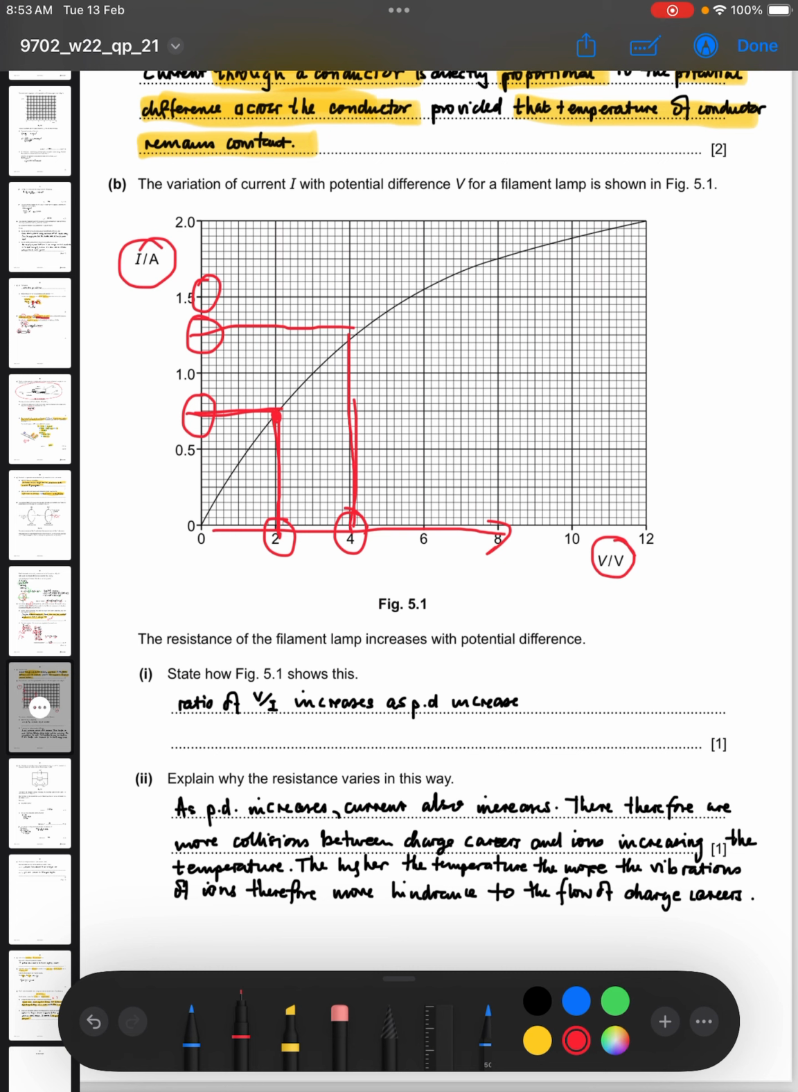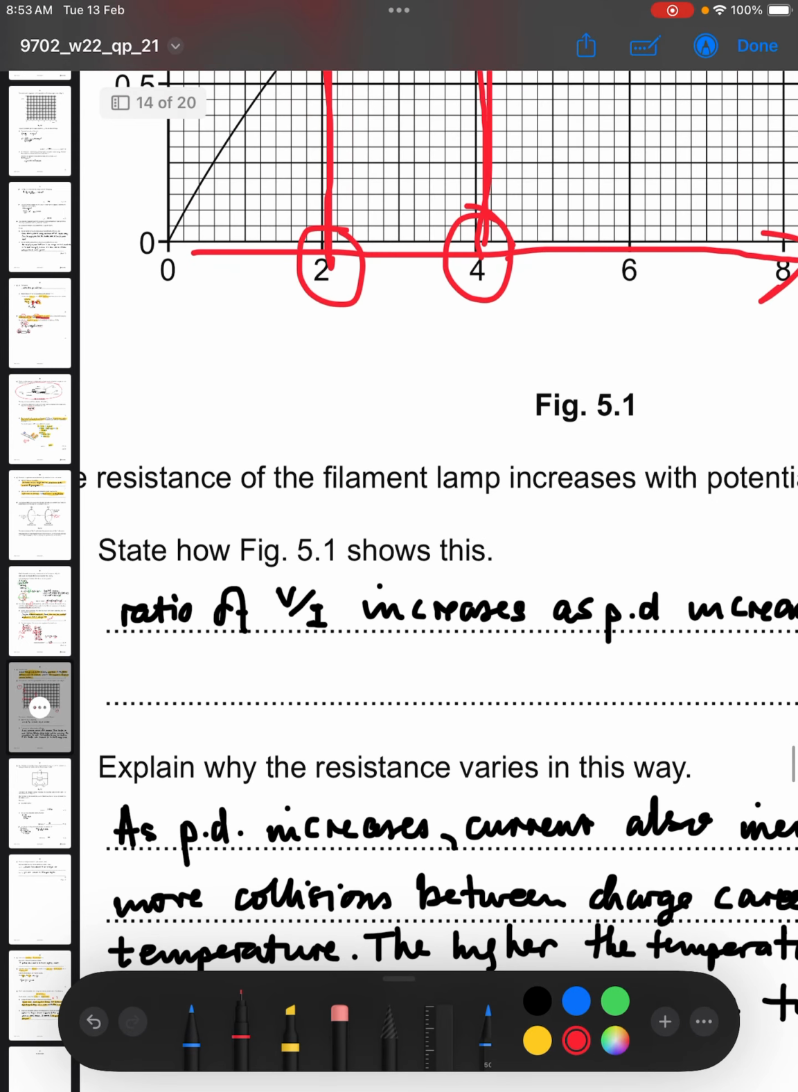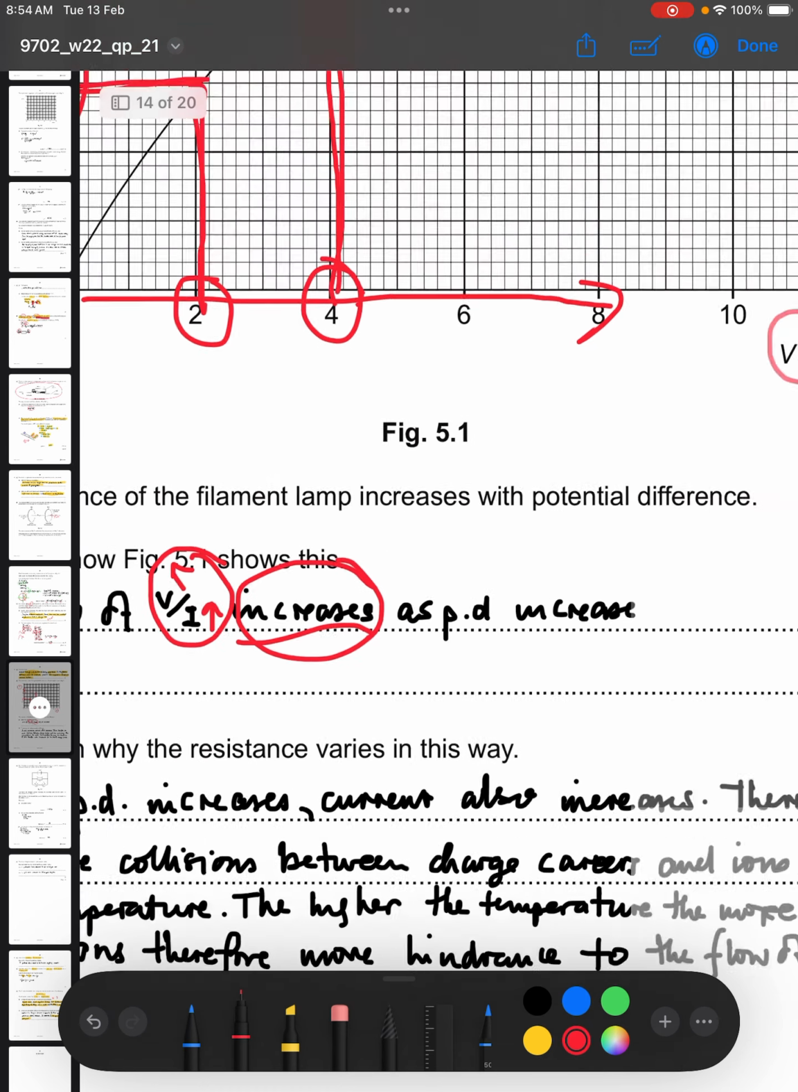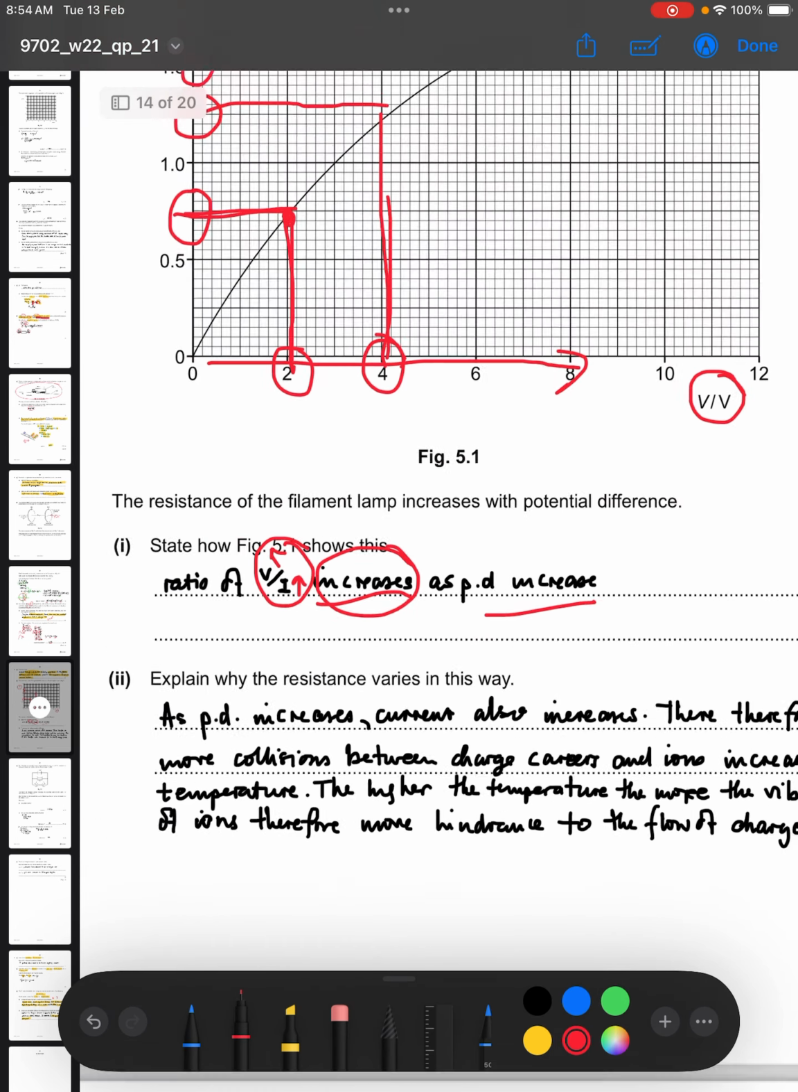But it has gone to 1.25, meaning that the current is not increasing at the same rate as the increase in voltage. So voltage is increasing more than the current, which means that the overall ratio of voltage over current is increasing. If voltage is doubled, current is not doubled. Current is multiplied by a factor less than double, meaning that the current is increasing at a lesser rate, the denominator is increasing at a lesser rate. So the ratio overall increases as the potential difference is increasing.